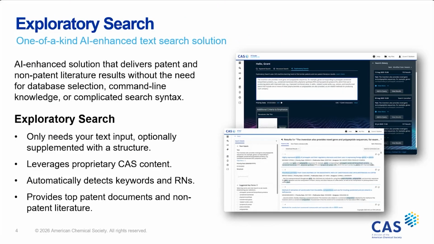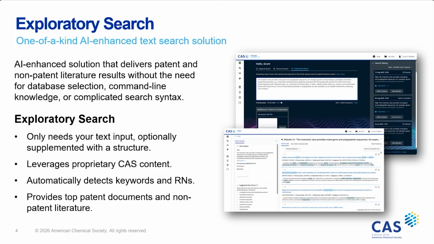The exploratory search is one that we are particularly excited about. It's one of our first steps to introducing AI or machine learning into this platform. And I emphasize it is only the first step, as there is more to come in the future. This is an AI enhanced solution. It primarily allows you to input a block of text, free text, and it optionally allows you to also include a chemical structure and limit by date. As I mentioned before, this does leverage proprietary CAS content and our algorithms.